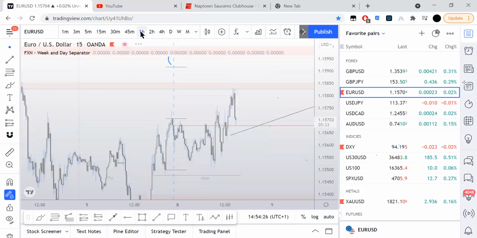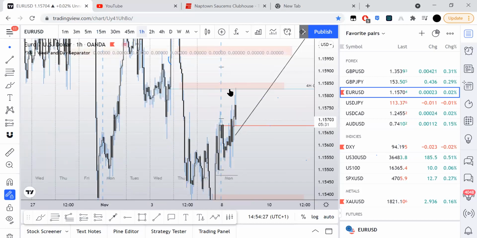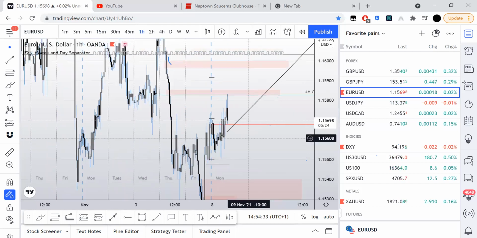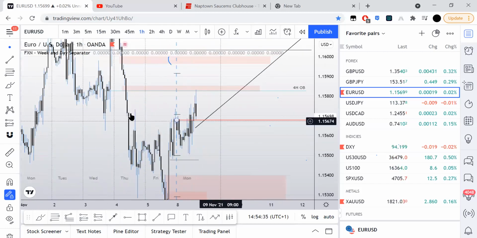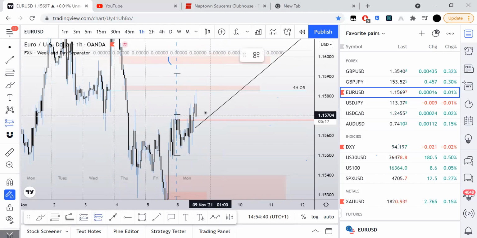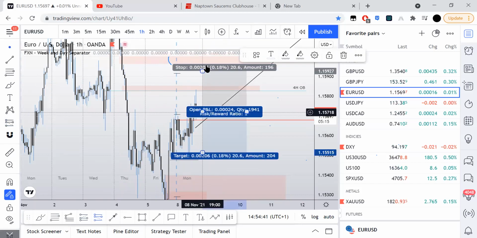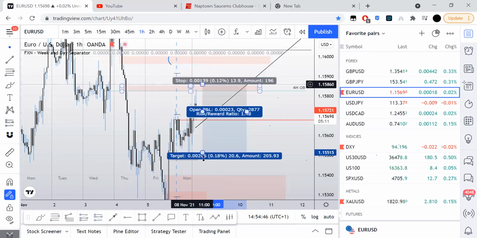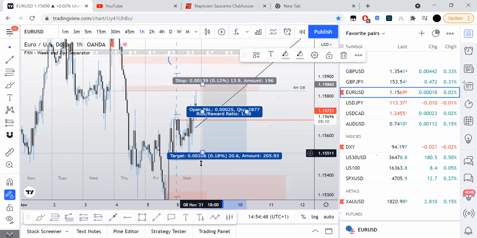Now, if you really trust this as the high of the day, after this candle closes here, you could wait until price pulls back just a little bit and enter off of here, keep your stops above the breaker and this old high right here, and then targets below.